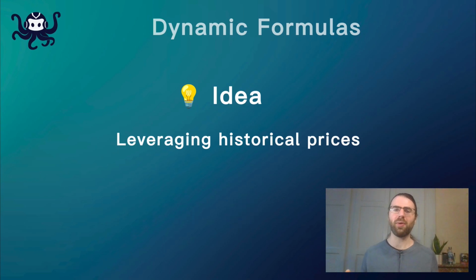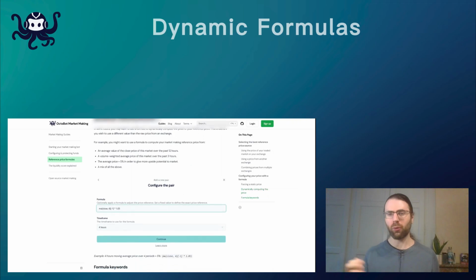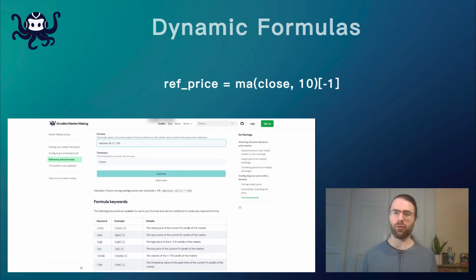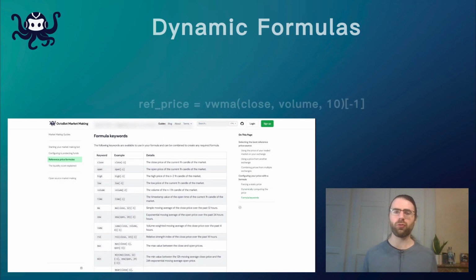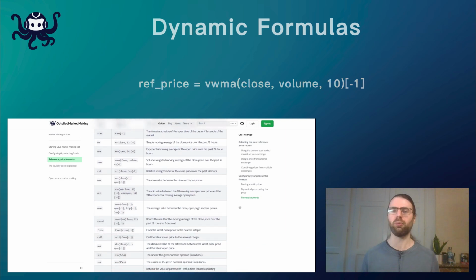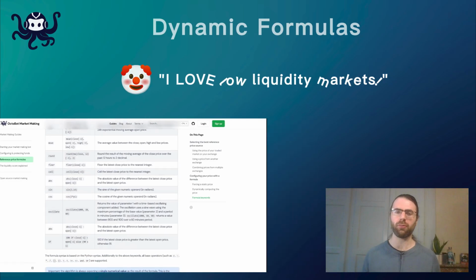With OctoBot Market Making, many formula keywords are available to do this. For our whale example, we could use a moving average of the last 10 candles of our market to compute our real price. Or we could even use volume-weighted moving averages, and therefore be immune to such manipulation, which are actually quite common in very low liquidity markets.